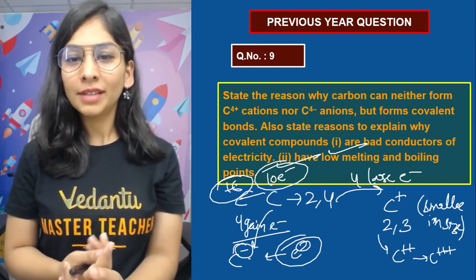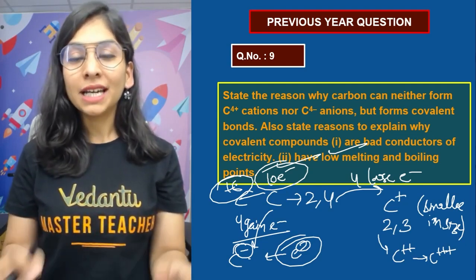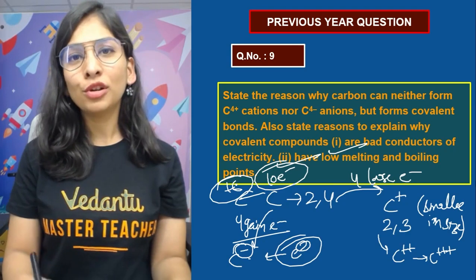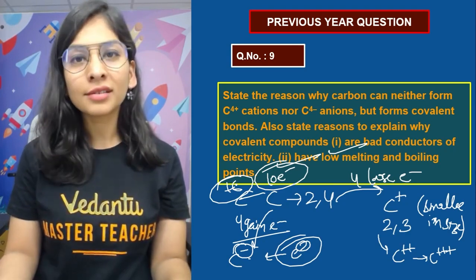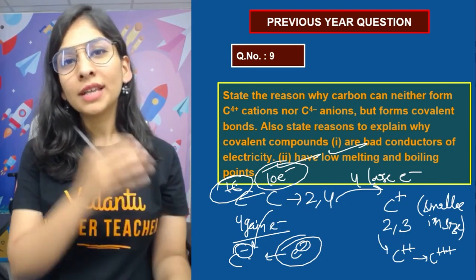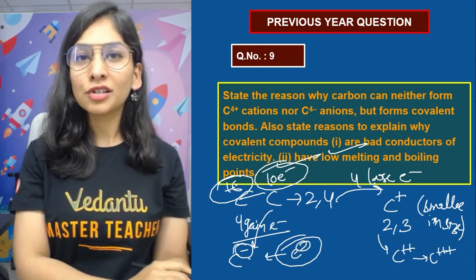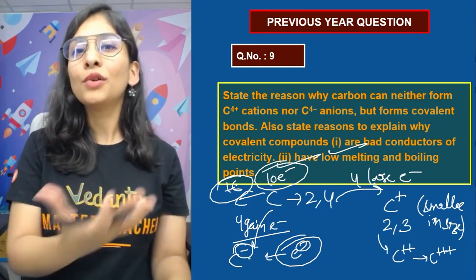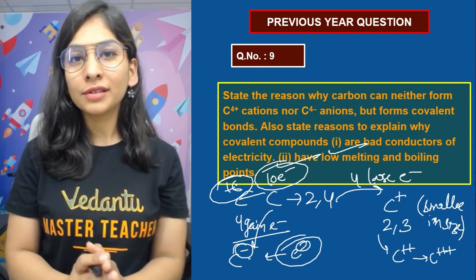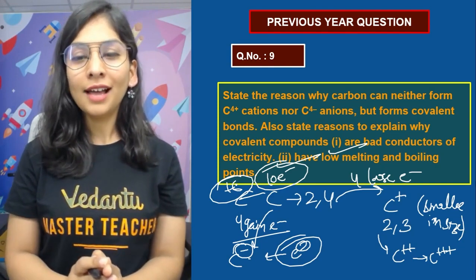Very simple. And why they are bad conductors of electricity, I already told you, because they do not have free ions. These are neutral molecules, and no free ions means bad conductor of electricity, because electricity is due to flow of electrons, flow of ions. Yes or no? Okay.